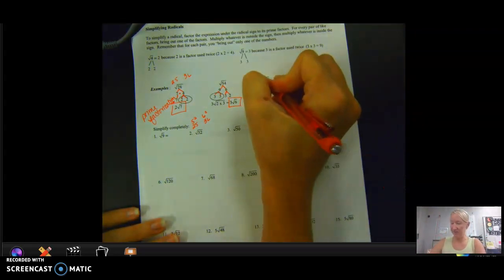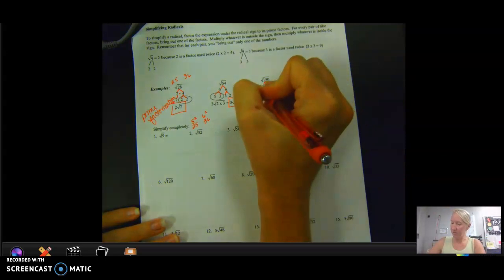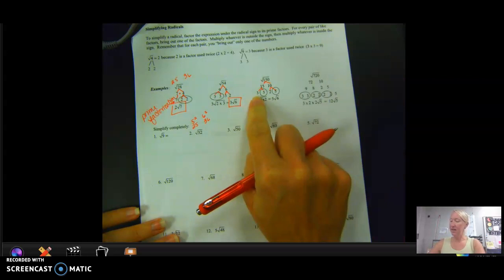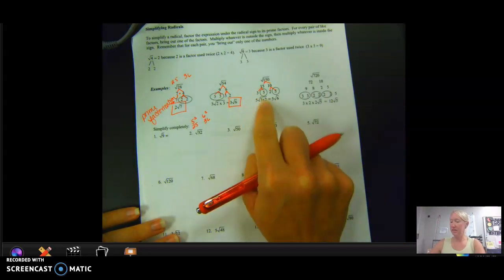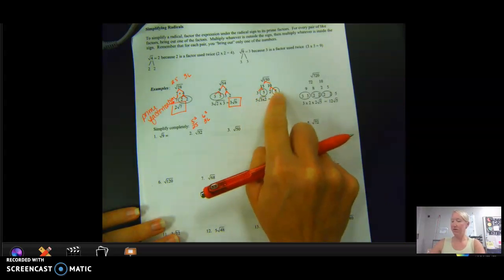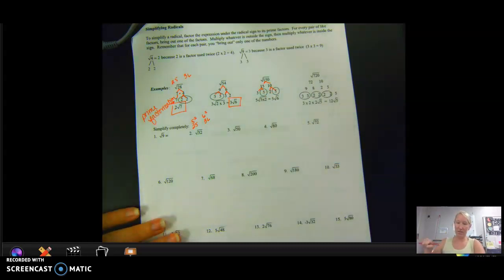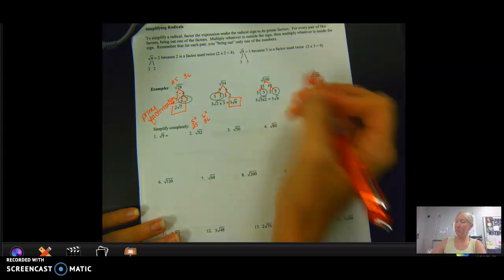150, they broke it down into 15 times 10. 15, they broke down into 3 times 5. 10, they broke down to 2 times 5. I do not have 2 3s, so 3 stays in there. I see I have a 5 here and a 5 here. They don't have to be side by side. They can be anywhere in that factor string. So as long as it has a buddy and a pair, we're good to go.